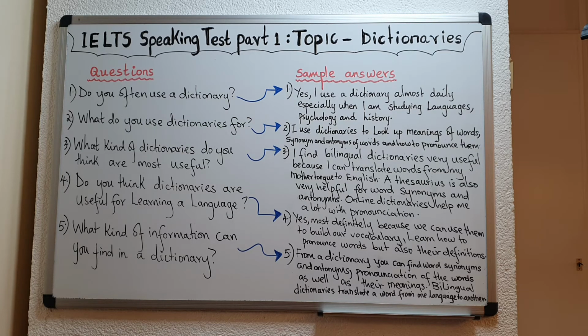Okay? Now, in that answer, I have at least 3 points. The first one is about bilingual dictionaries. Okay? The next one is a thesaurus. And the final one is about online dictionaries. So the question was, what kind of dictionaries do you think are most useful? It was not what kind of dictionary. Okay? What kind of dictionaries? So you're expected to refer to more than one dictionary.